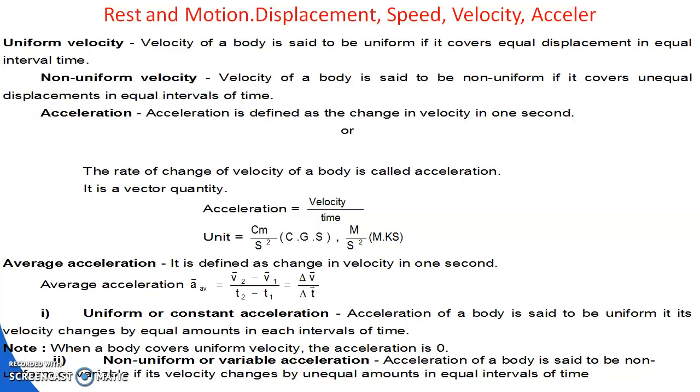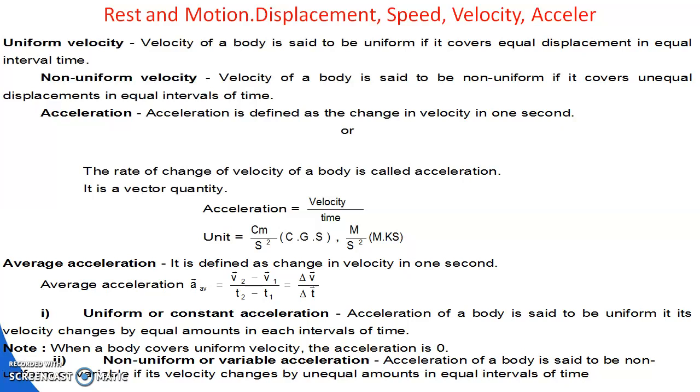The second type of velocity is known as non-uniform velocity. Non-uniform velocity means the velocity changes, that is, the body covers unequal displacement in equal intervals of time. For example, in the first second, let the body cover 1 meter, in the second second 2 meter, third second 3 meter, like that in increasing or decreasing order. Or in the first second the body covers 5 meter, in the second second 4 meter, third second 3 meter. Then this type of velocity is known as non-uniform velocity.